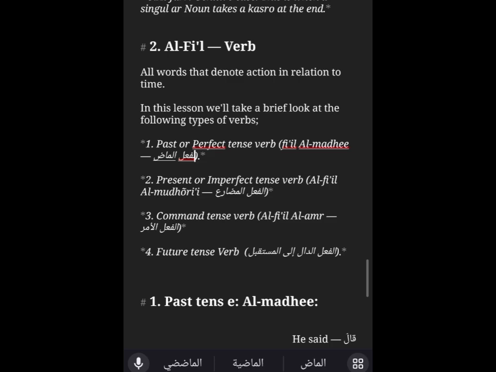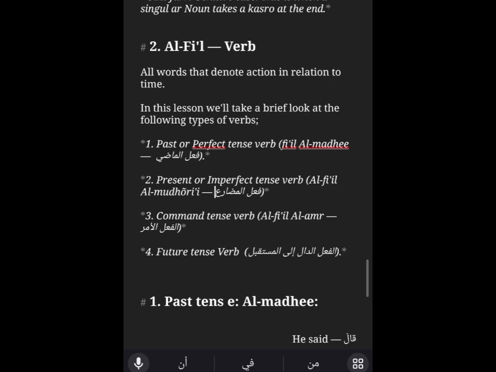Now, if this is understood, then let's look at the second type of verb that we have with respect to time. Now, we have fi'l al-mudari. Fi'l al-mudari is referring to a present tense or imperfect tense. What do we mean when we say present or imperfect tense? Just like what we have in English. Fi'l al-mudari is a verb basically that denotes an action that you are doing right now.